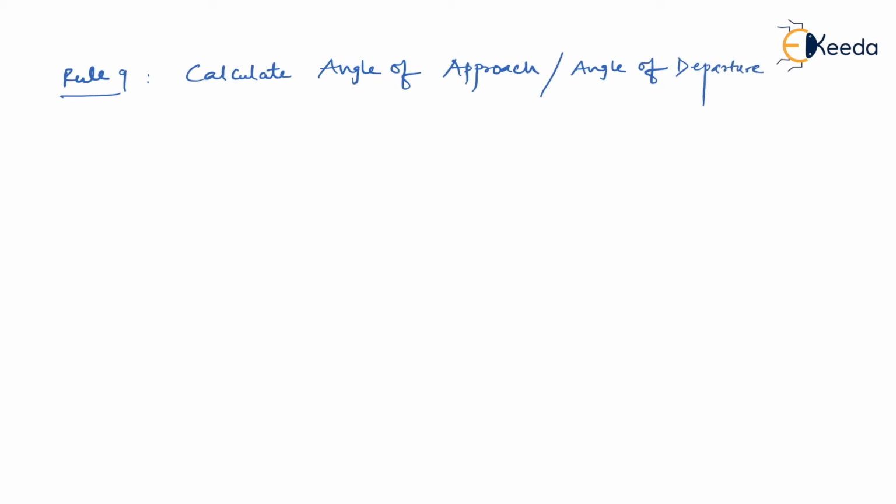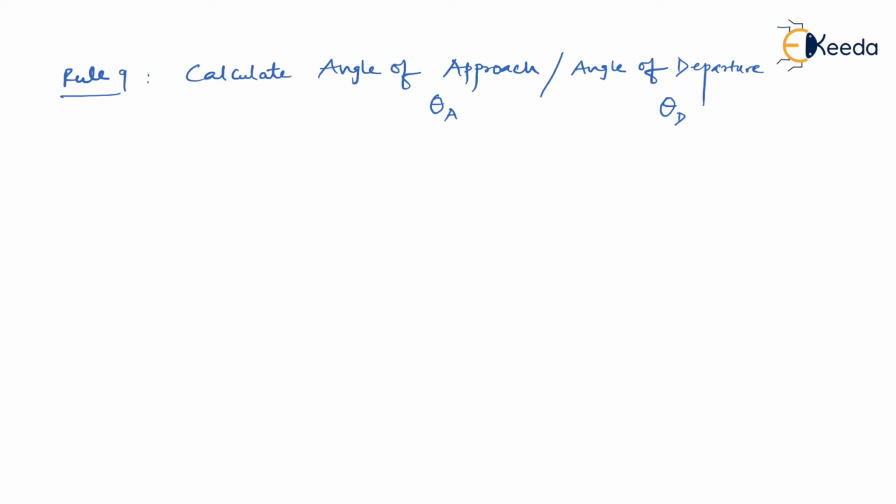Rule number 9 is to calculate the angle of approach and angle of departure. Let us denote this one as theta A. Don't make it phi A, because phi A is something that we were using for the angle of asymptotes. So I'm using theta A over here, that is nothing but the angle of approach, and for the angle of departure, let me use theta D. So theta A and theta D calculations we need to do.